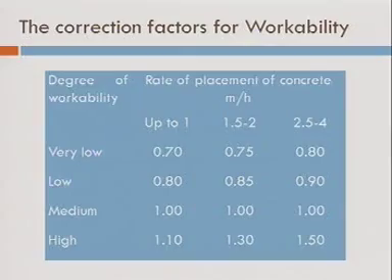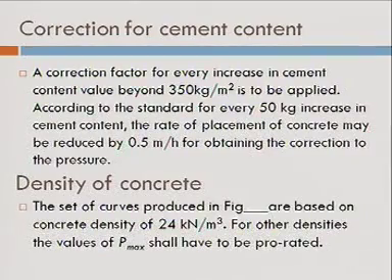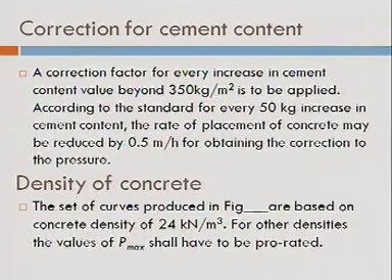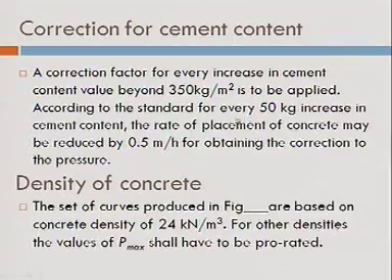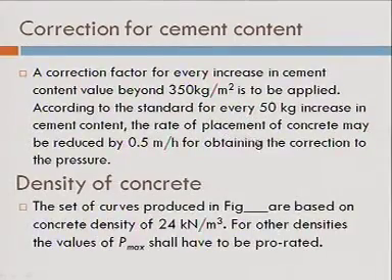Okay. Now I show you other correction factors. One is for cement content. Just a while ago I told you that the figures are valid for 350 kg per cubic meter cement content. Now for every 50 kg increase in cement content, rate of placement of concrete may be reduced by 0.5 meter per hour. So now you can find that the rate of placement itself has been corrected, and accordingly you can apply the correction factor.